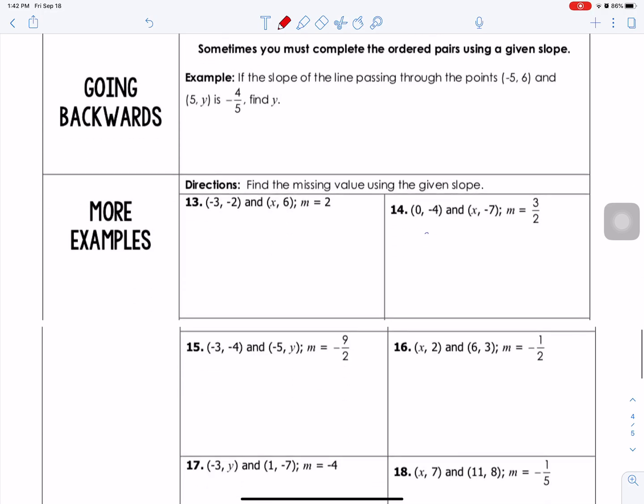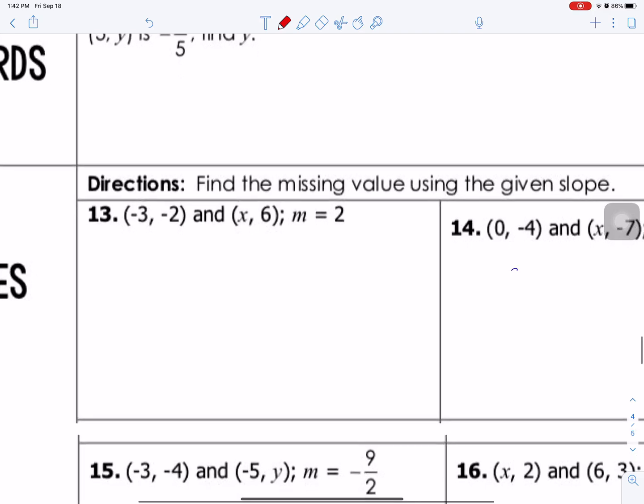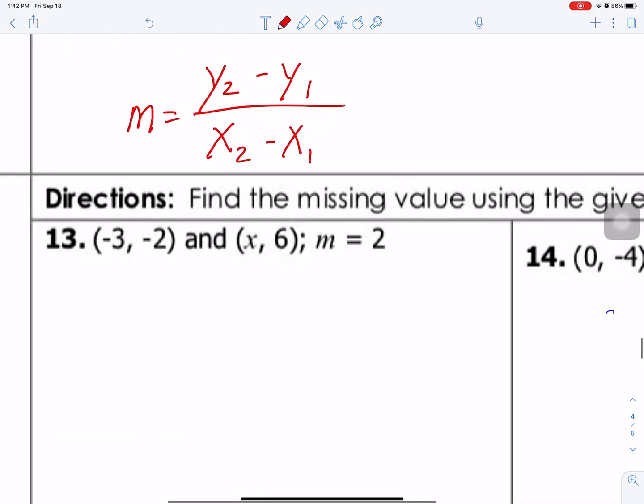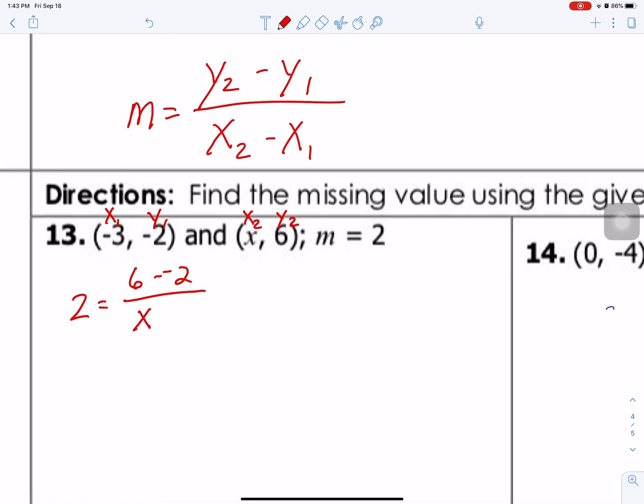On the bottom part, this one's a little bit trickier. We're going to be looking at a point now and a slope. So we're trying to figure out what's the missing part of our point. And to be able to do this, we're going to need our slope formula. So I'm going to write the slope formula on the top here. Y2 minus Y1 over X2 minus X1. And then I'm going to label all my points on here. So I have an X1, Y1, X2, Y2. So now I'm substituting in. I know my M is 2. My Y2 is 6. My Y1 is negative 2. My X2 is X. And my X1 is negative 3.